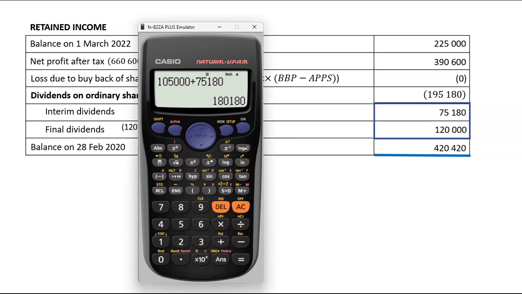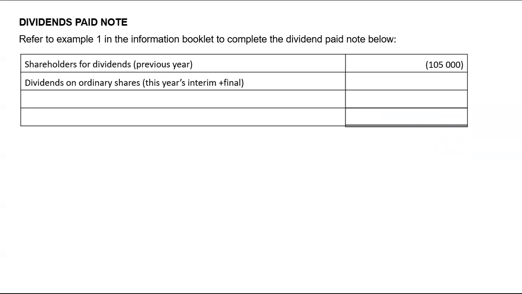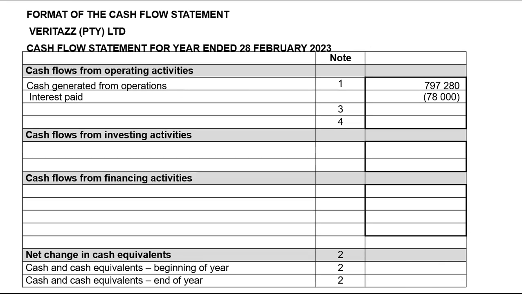Or you can follow this long route here. The long route will be for you to write down your dividends on ordinary shares, which was that 195,180 in brackets. And you add back your final dividends for the current year, and that will give you dividends paid for the current year, which in this case will be 180,180. You will take that and put it under operating activities as dividends paid.